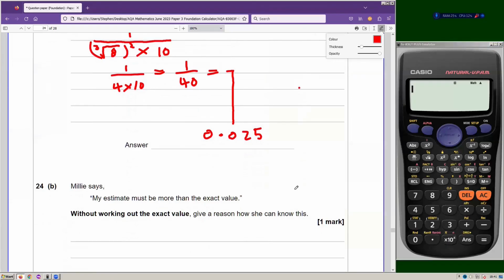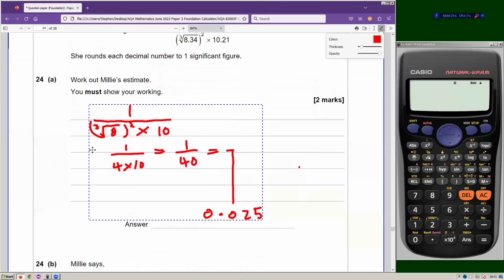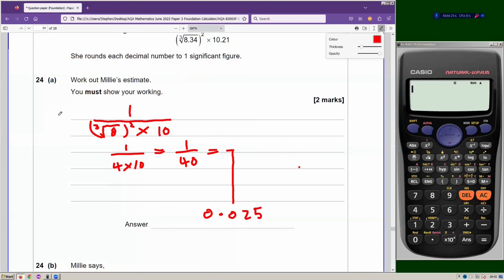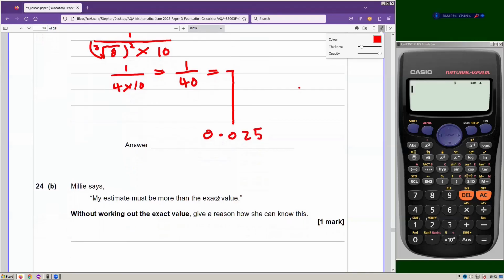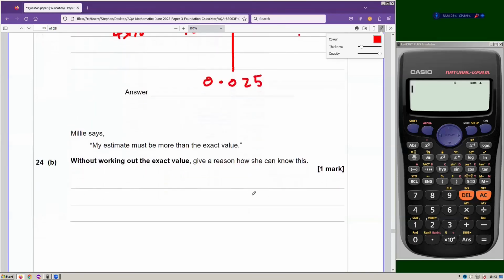What happens now? Millie says my estimate must be more than the exact value. Well, in each case we rounded down. So we were having a smaller number dividing on the bottom than we would have had. Now, a smaller number makes a bigger number when you divide. If you think about it, 1 divided by 2 is bigger than 1 divided by 4. So dividing by a smaller number actually results in a bigger number. So Millie says, my estimate must be more than the exact value. Without working out the exact value, give a reason how she can know this.